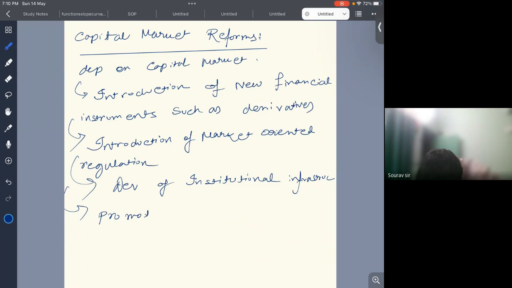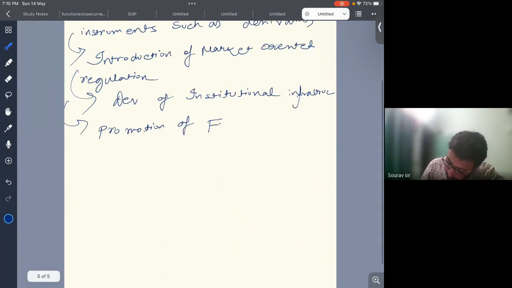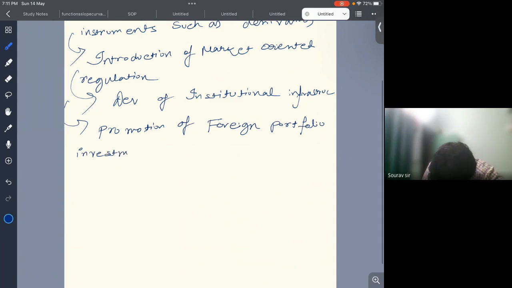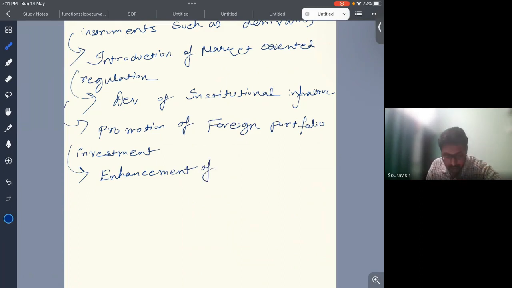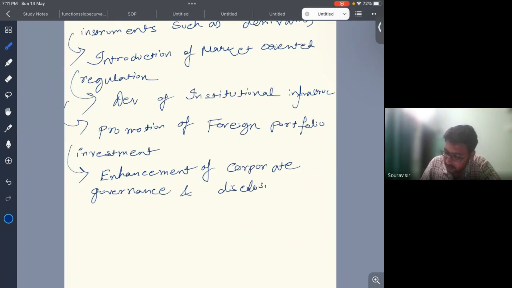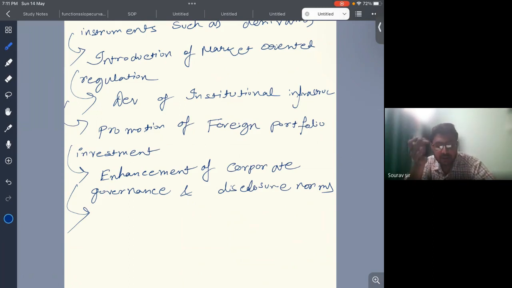That is the promotion of foreign portfolio investment. And the fifth will be the enhancement of corporate governance and disclosure norms. Okay. So both these approaches have been implemented in India since the 1990s to improve the efficiency and stability of the financial sector.